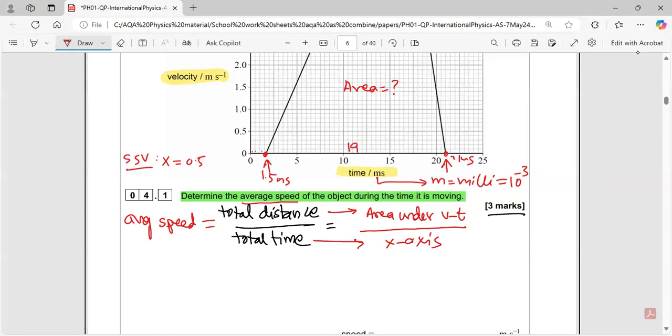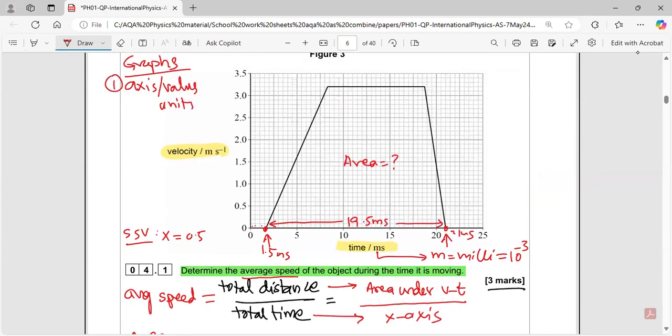So this would be 19.5 milliseconds. So this is the total time and this length as well. Okay, so you have to find the area. As this is the trapezium, you can look over there. This area is a trapezium. You can make it two triangles as well, like this.